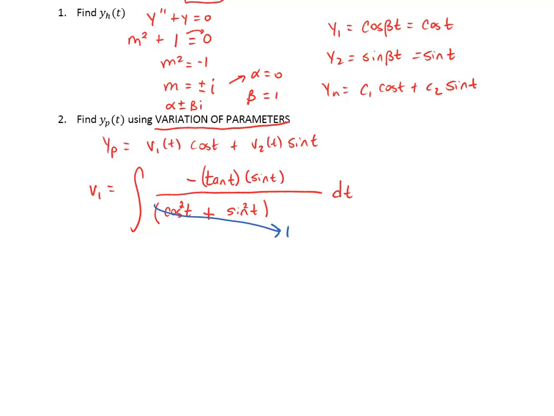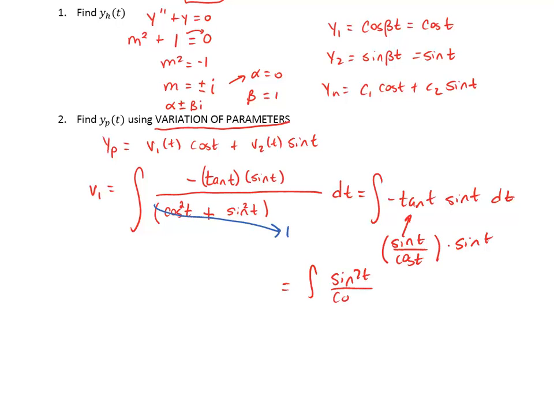And on top, what do I have? I have negative tangent of t, sine of t. So this looks like the integral of negative tangent of t times sine of t. I'm going to rewrite this as sine of t over cosine of t times sine of t. So this is now the integral of sine squared of t over cosine of t dt.